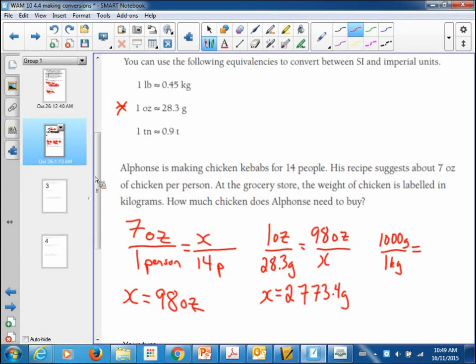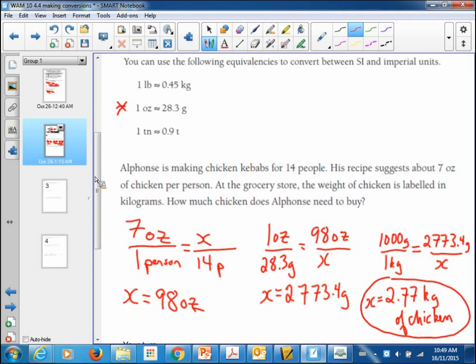And we're talking about 2,773.4 grams. How many kilograms is that? It really just turns into dividing by 1,000. 2.77 kilograms of chicken for this recipe, to feed 14 people. Now that's just conversions and then understanding the word problem a little bit.